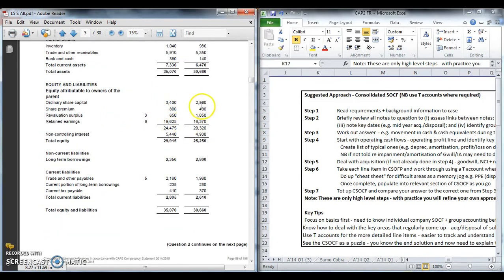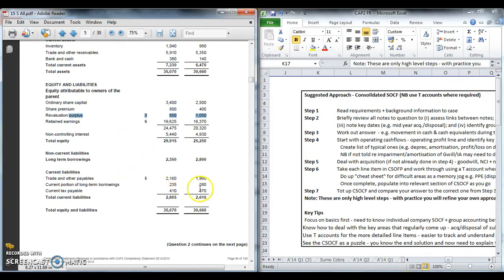Ordinary share capital has moved, and so has share premium. So I'll know, and you get more refined as you go through questions. We have a share issue or something during the period to move share capital, so we'll watch for that. Watch for the revaluation surplus, it's decreased, so we better make sure there's a relevant note to that. And you've obviously your NCI.